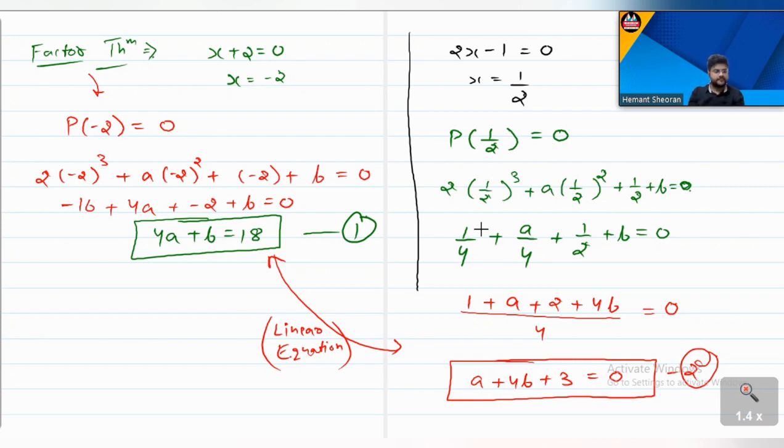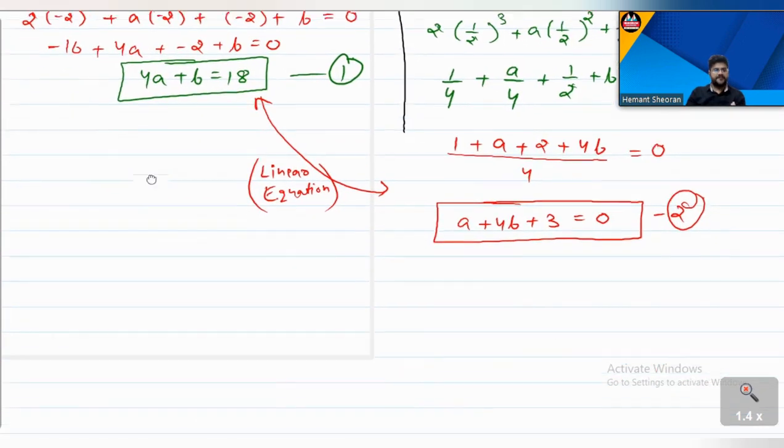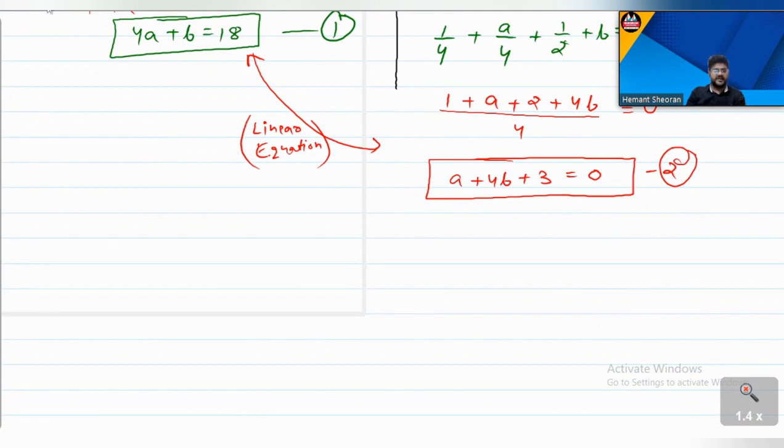Substitution? You can apply substitution. Actually, no. I think both are easy. Elimination would be better. For elimination, you have to make the coefficient the same. For substitution, you will just find out a. So that's up to you. I would do elimination. Okay, let's try out elimination then.